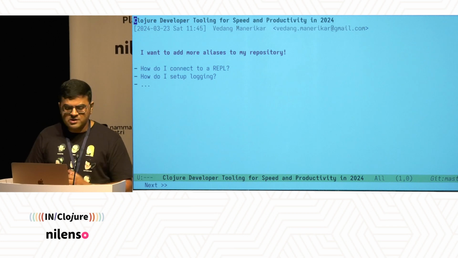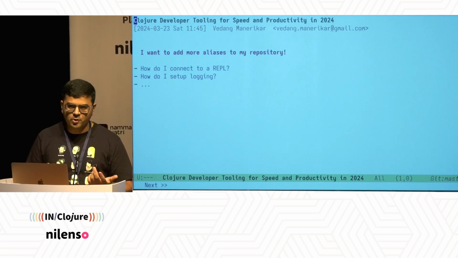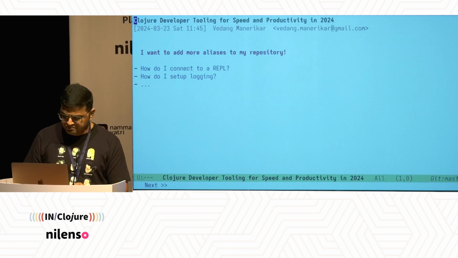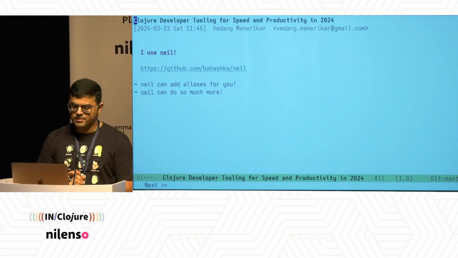So I need aliases to connect to a REPL. I need aliases to set up logging. Logging is hard. I figured it out once in my life. I never want to figure it out again. So I want to automate all of this. For this, I use Neil. Neil is a project by Amogh.